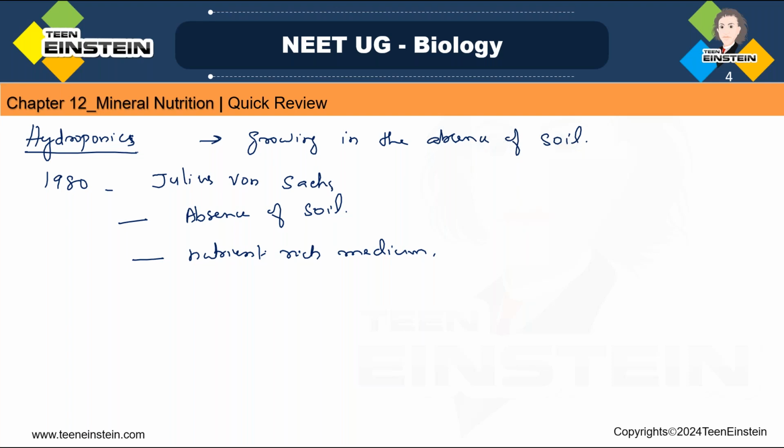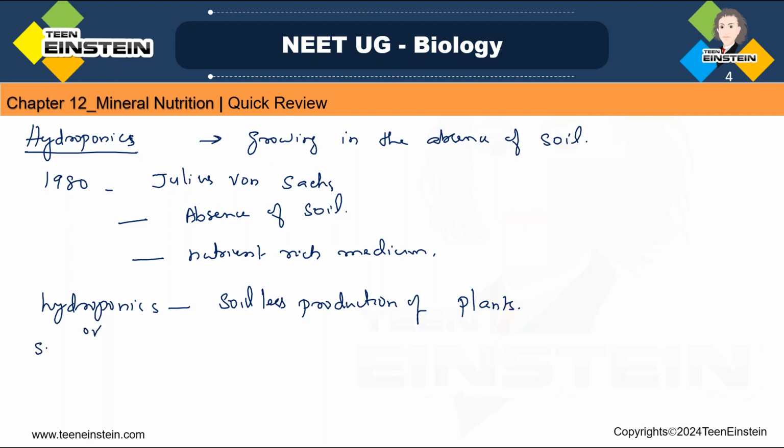So the soilless production of plants is called hydroponics. How can we define hydroponics? Soilless production of plants. That is called hydroponics. And this is also called soilless culture or solution culture.